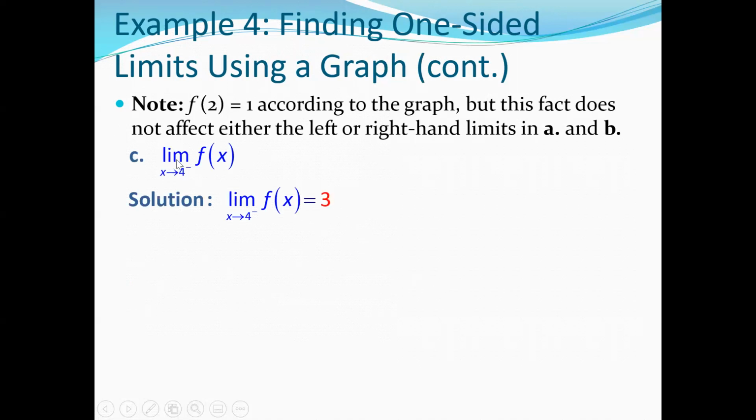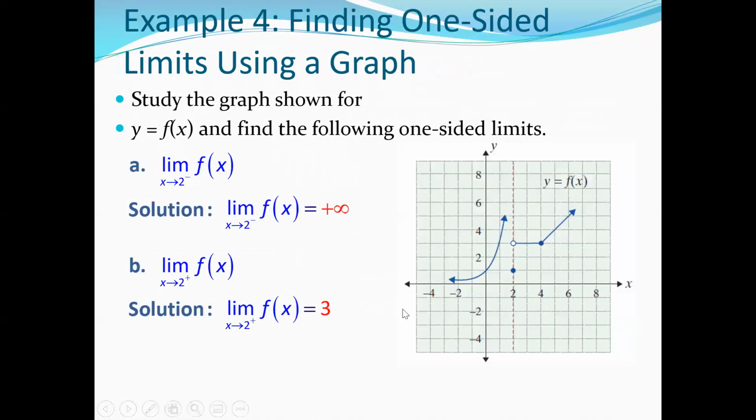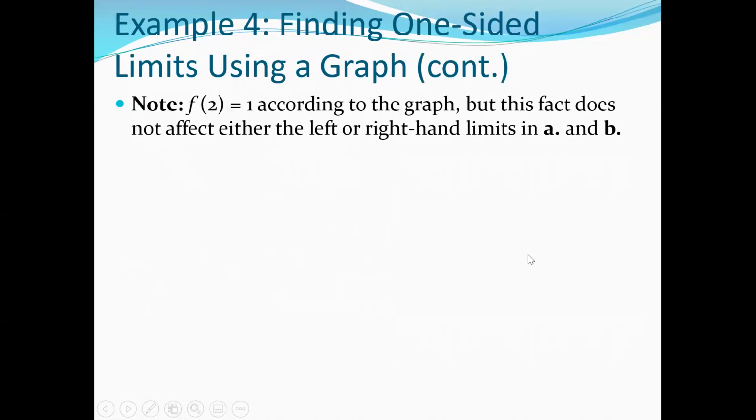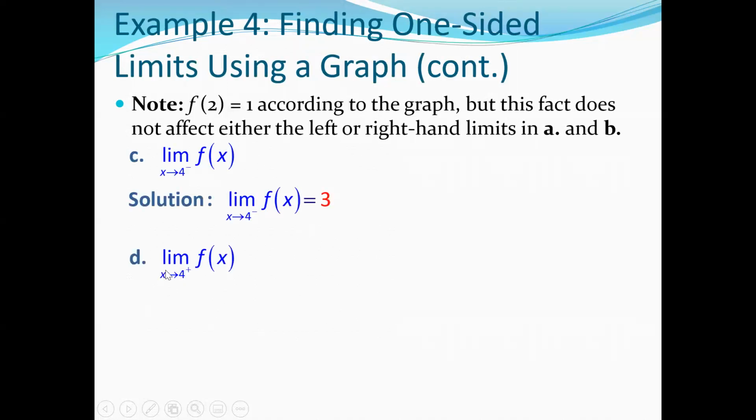Now the limit of f at s as s approaches 4 from the left. We get our answer here from the graph, so the answer again will be 3. And then the limit of f at x as s approaches 4 from the right, we also get the same 3 from the graph.